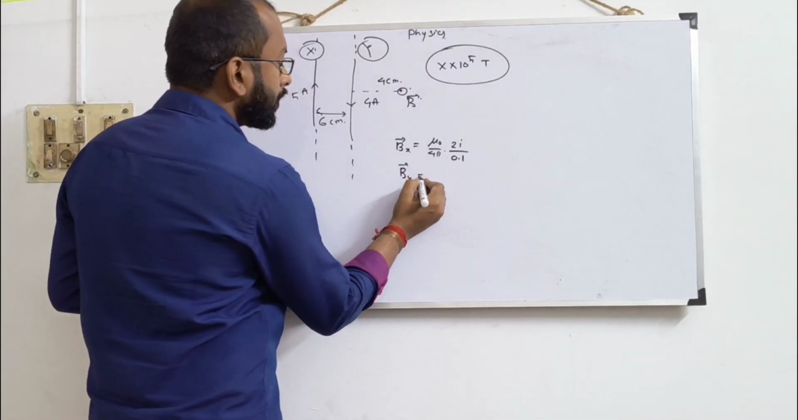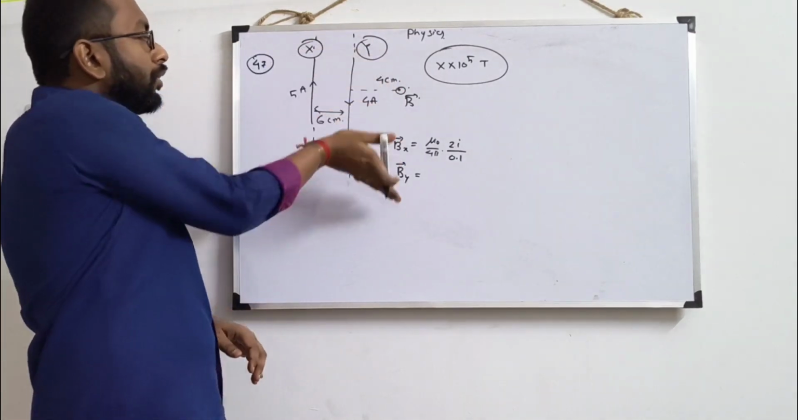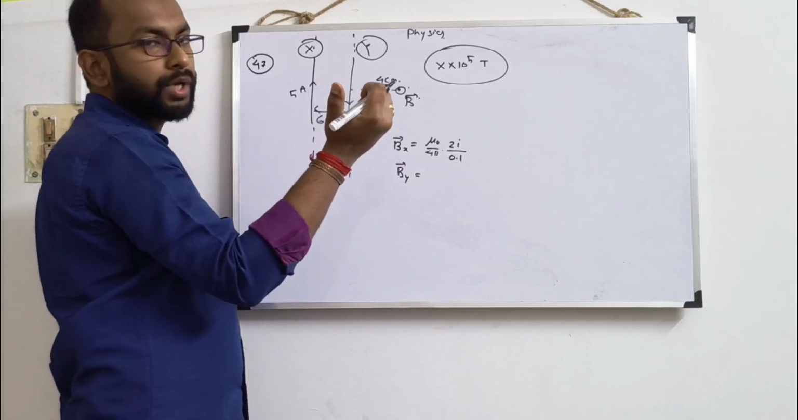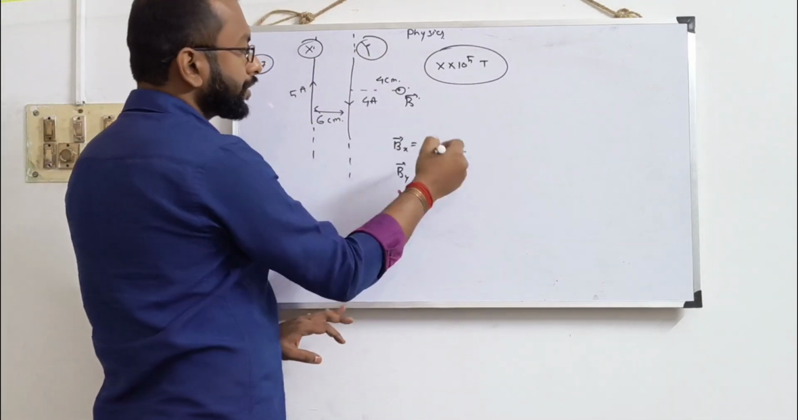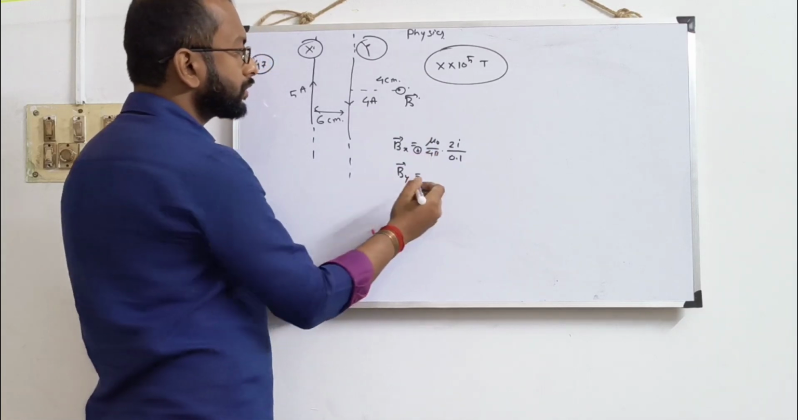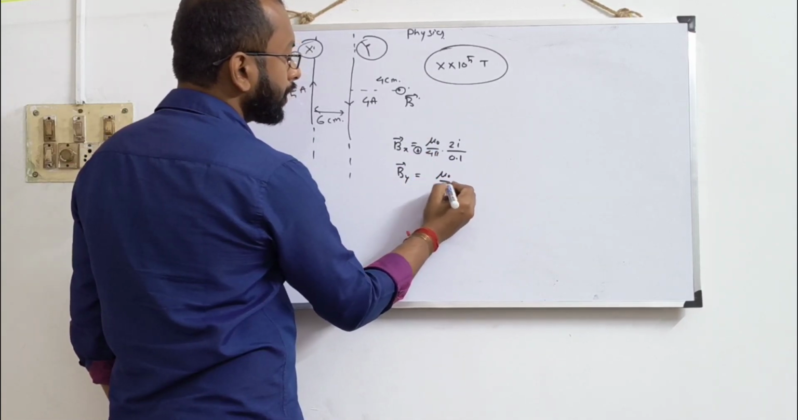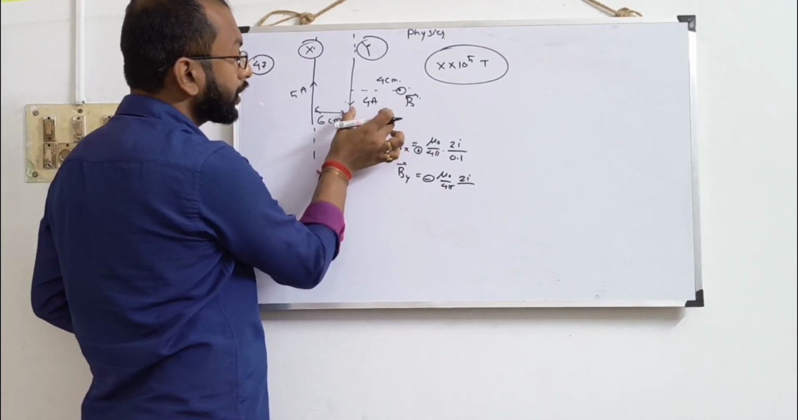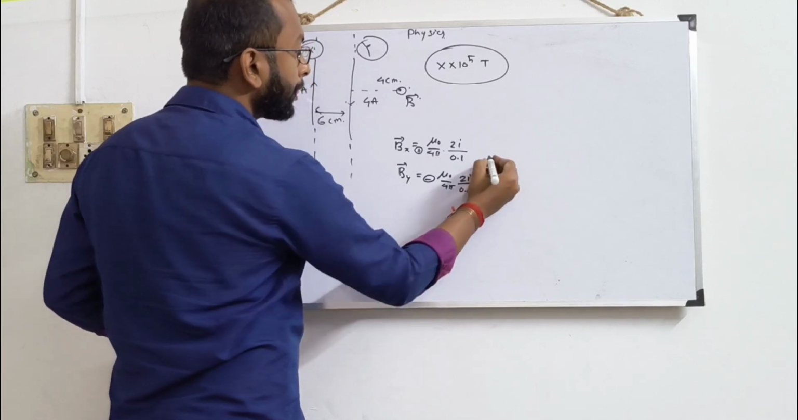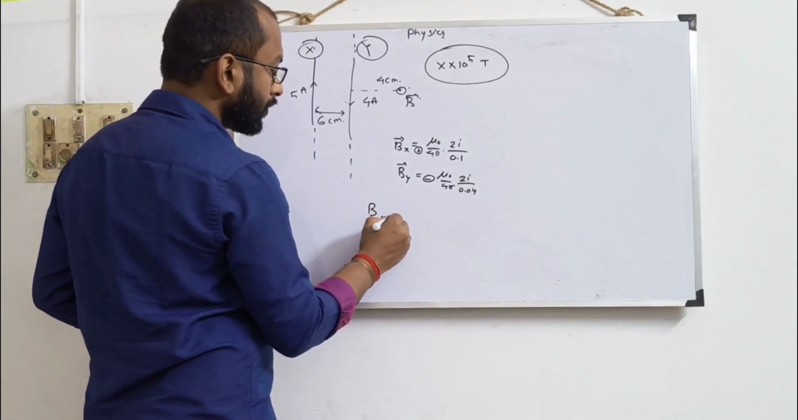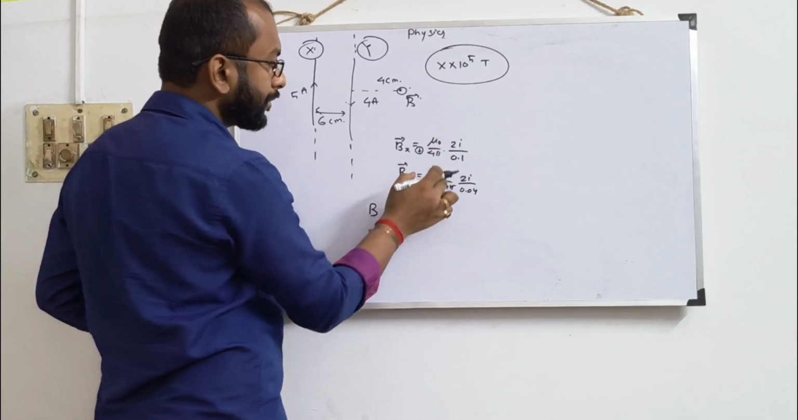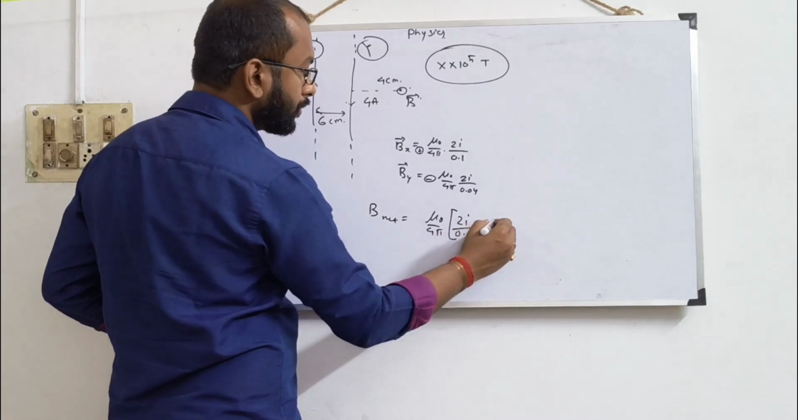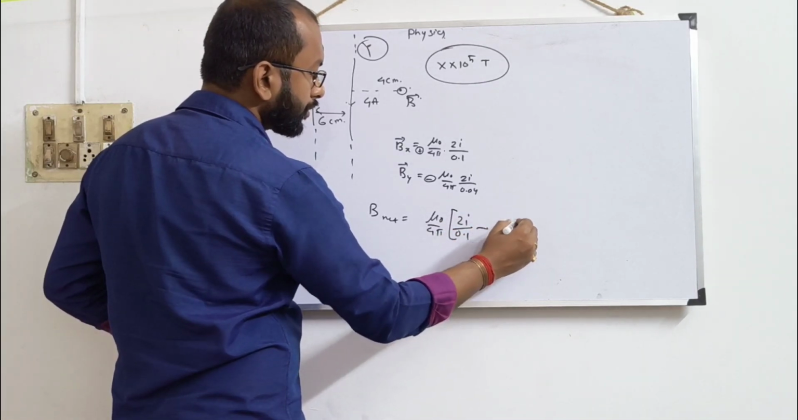B due to y: the current is downward, so if we do the cross product, we'll get the magnetic field in the upward direction. So if we consider this as plus, this will be minus, of course. So it is going to be mu naught by 4 pi, minus 2 into I by R, where R is the distance of the point from the wire, that is 4 centimeter, which means 0.04 meter. So the net is this plus this, so ultimately this minus this: mu naught by 4 pi, 2I by 0.1 minus 2I by 0.04.